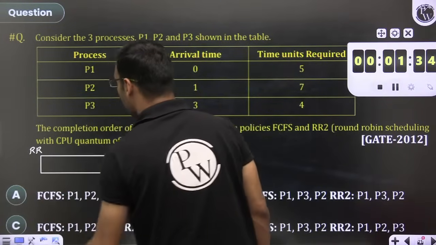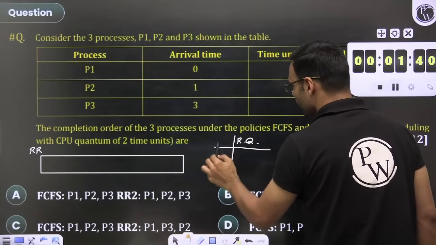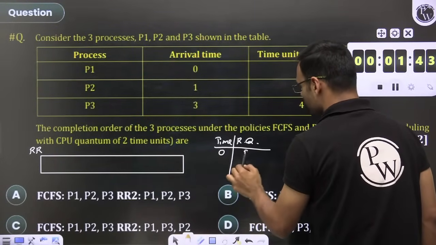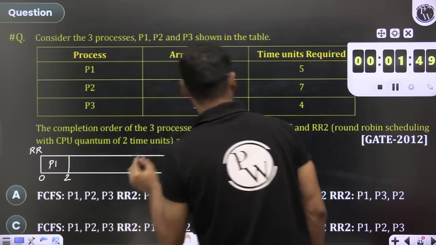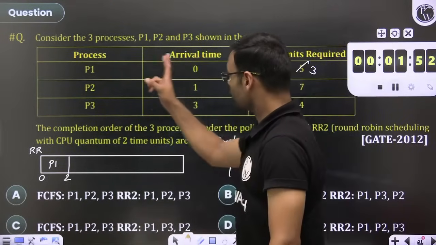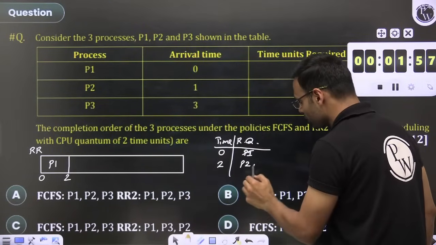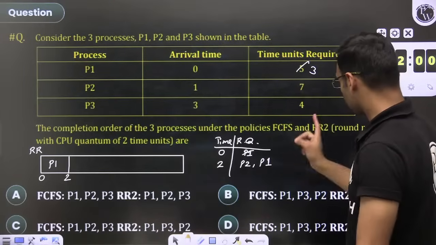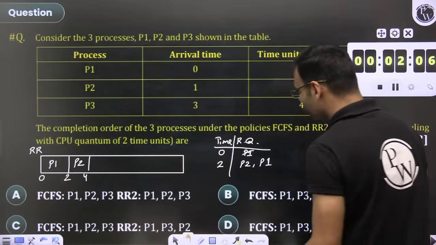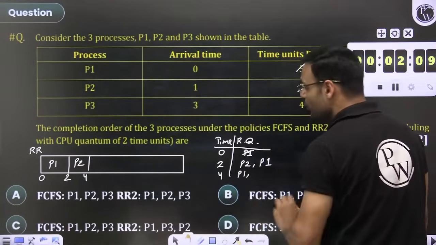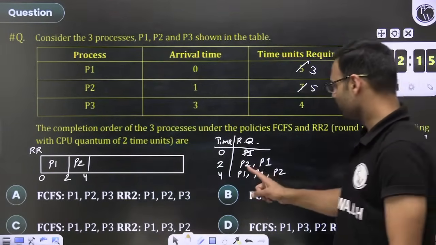For round robin, the important part is the ready queue. If you maintain the ready queue, at time 0 there is only one process, P1. P1 will run on the CPU from 0 to 2. Remaining time is 3. While P1 runs from 0 to 2, at time 2 P2 arrives and is added to the queue, and P1 will be added at the end of the queue. So next P2 runs 2 time units till 4, remaining is 5. Till 4, when P2 is running, P1 is already in the queue, P3 arrives, and then P2 goes at the end. Now the sequence we will run is P1, P3, P2.